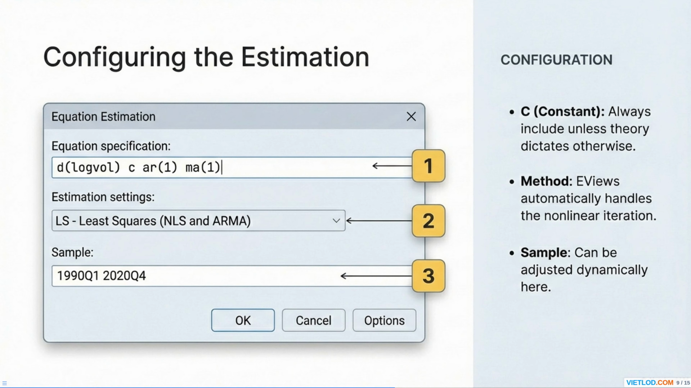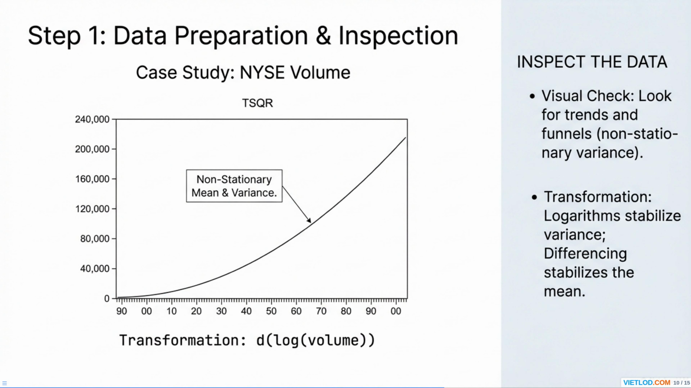For the estimation settings, the method is typically LS, least squares, and it's important to remember that EViews automatically handles the complex nonlinear iteration required for ARMA models. Finally, the sample field allows you to specify the exact time period for your estimation, which can be dynamically adjusted to analyze different subsets of your data. This window is where you tell EViews precisely how to build and run your time series model.